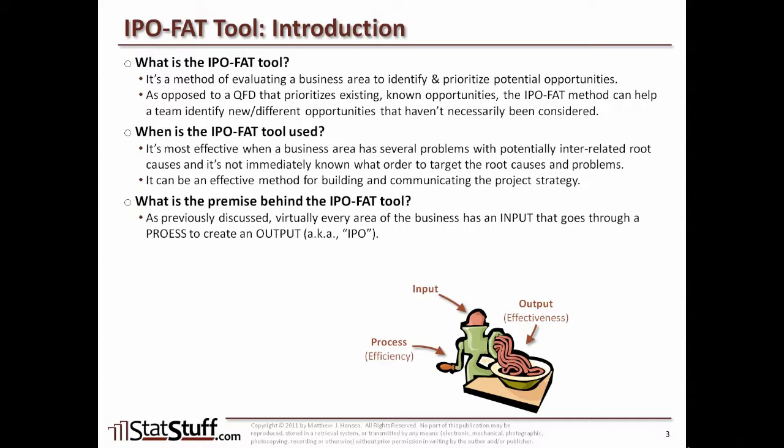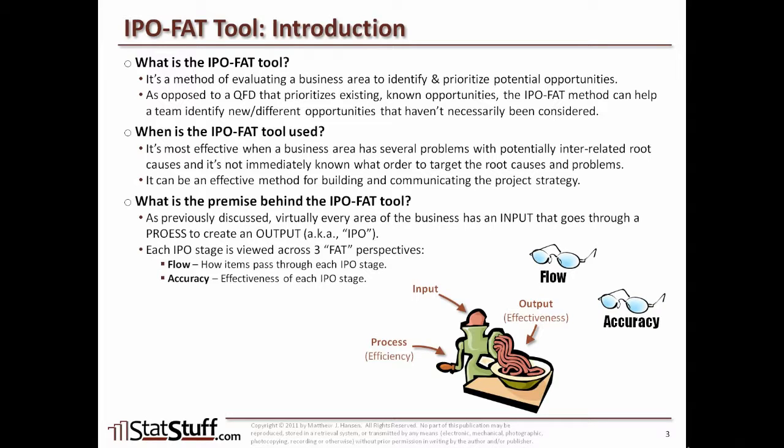Well, the FAT portion of this basically breaks down looking at that IPO across three different perspectives. First of all, there's the flow perspective. That is, it's looking at how things flow through the process itself, how items pass, how the inputs become outputs, and how they flow through the process. Next, it looks into the accuracy perspective.